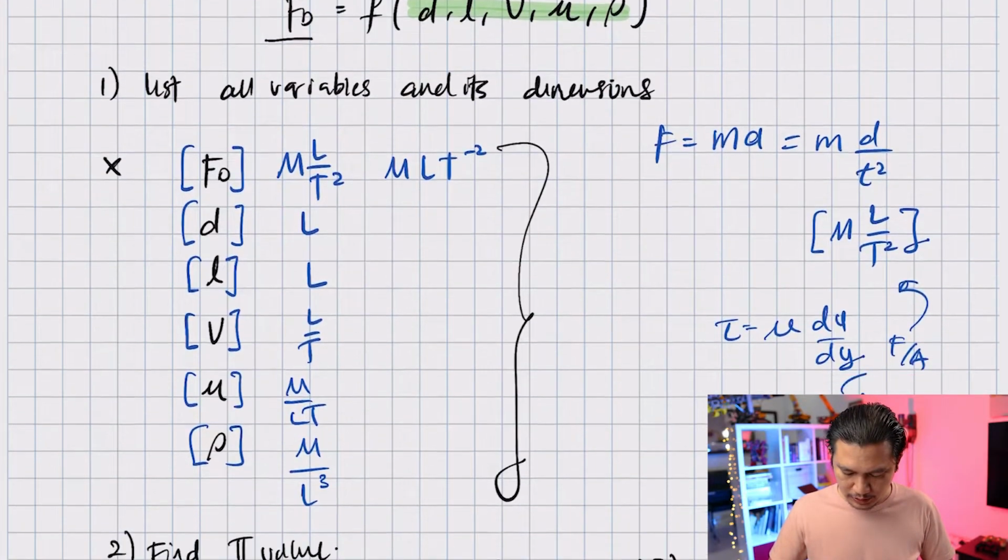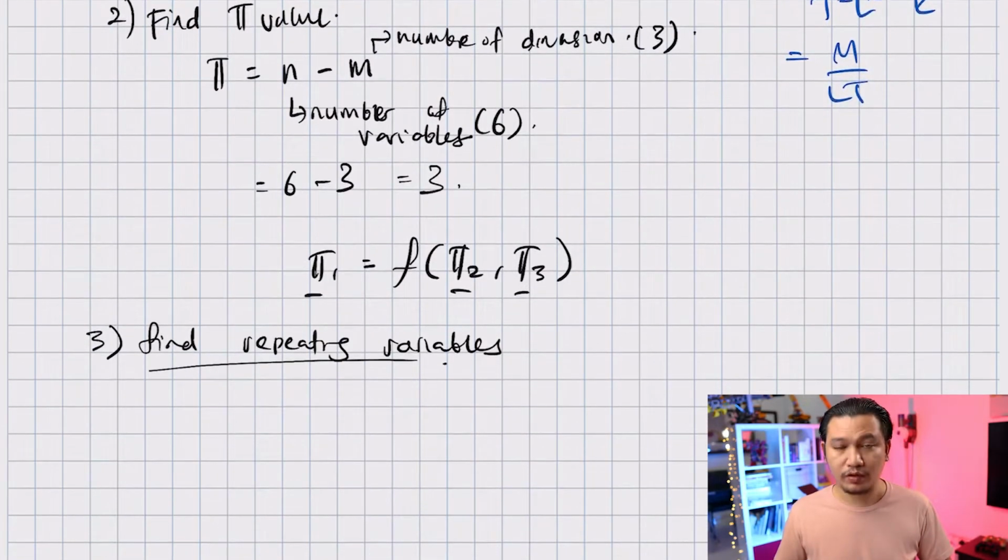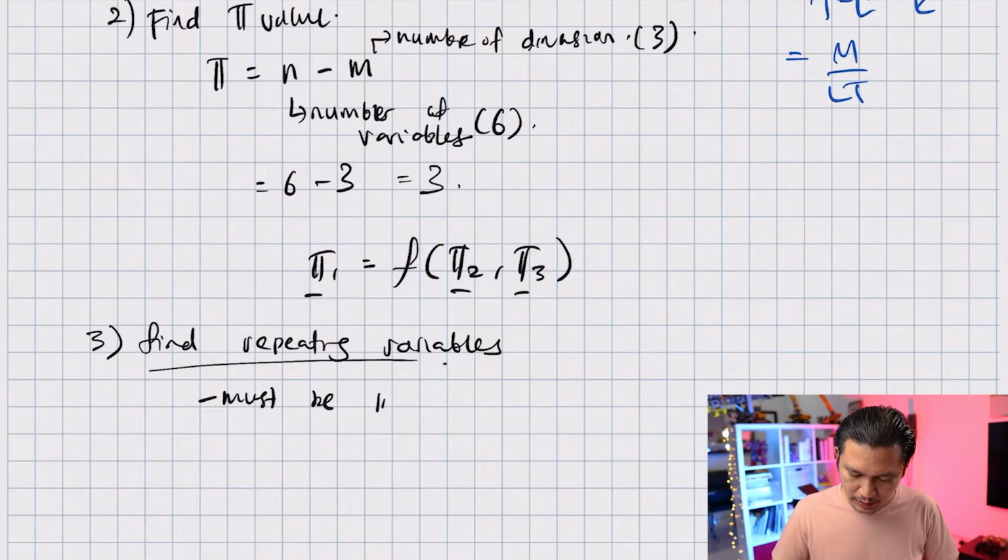Okay, now let's list the rules for finding repeating variables. So repeating variables must be independent variables.